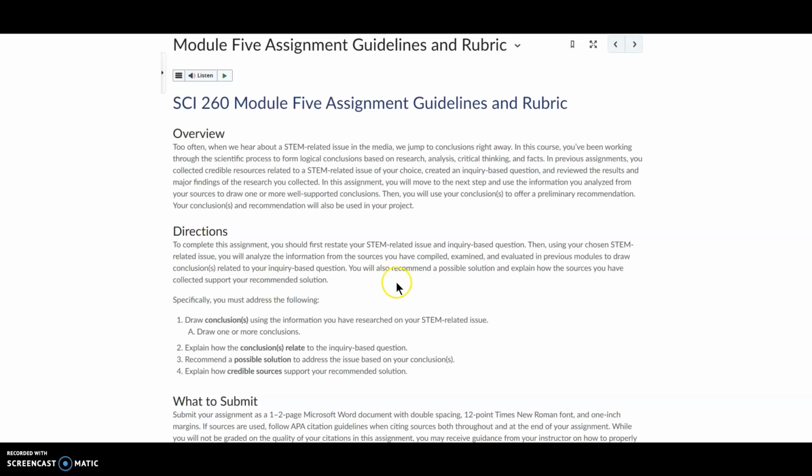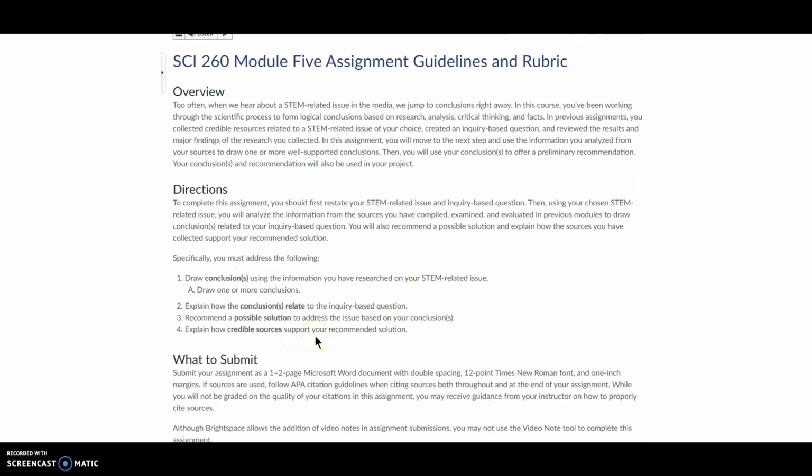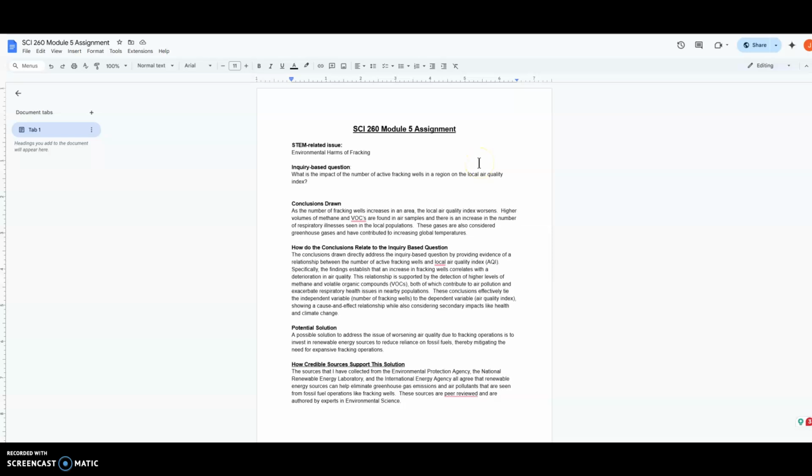So this doesn't have a template. You're just going to write a paper, but you can copy and paste the questions here to help you. And so this is my instructor guide, so you can use this as a template if you want to.